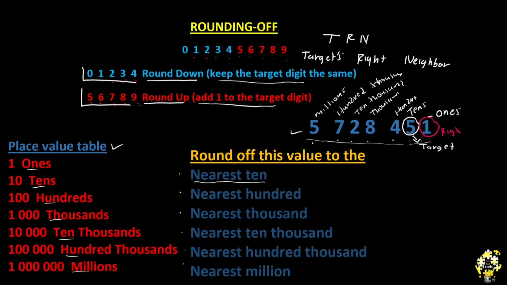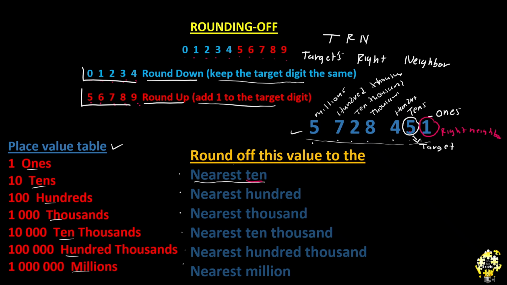This is the target's right neighbor. So this number 5 is the target. Why? Because they said to the nearest 10. And then what is on the right is the target's right neighbor.